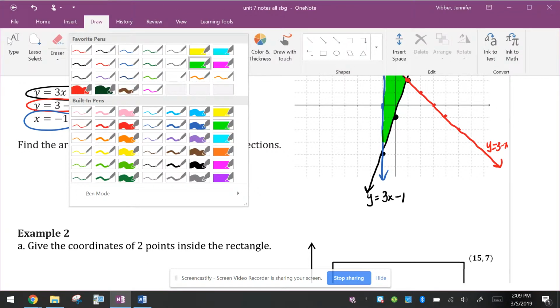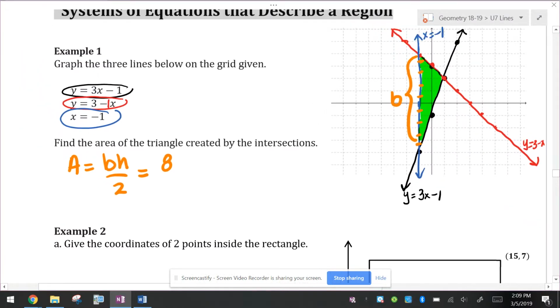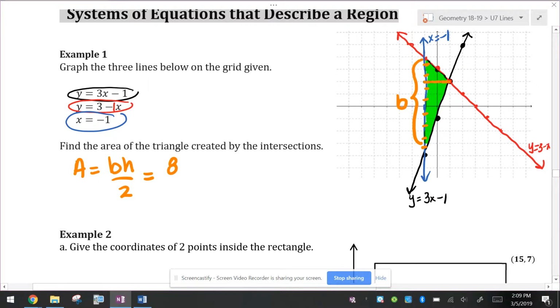So I'm going to come in and put this in orange here. If I want to do base times height divided by 2, I'm going to consider this my base. And if I count my base here, 1, 2, 3, 4, 5, 6, 7, 8. So my base is 8. And then my height, sorry for the jumpies, my height right here is this distance, right in the middle of the triangle. And that's 2. So 8 times 2 is 16, divided by 2 is 8. Ta-da! So that's how you can use lines to make figures on a grid.